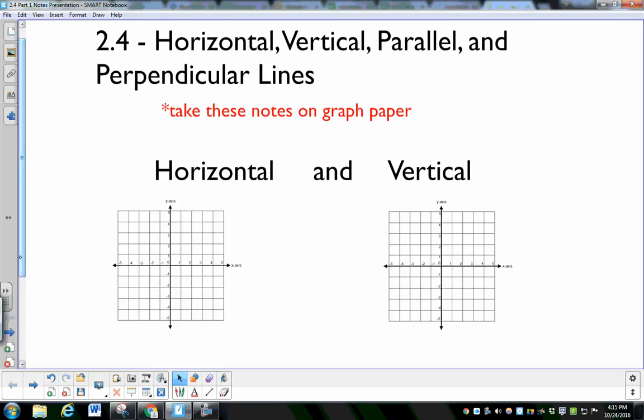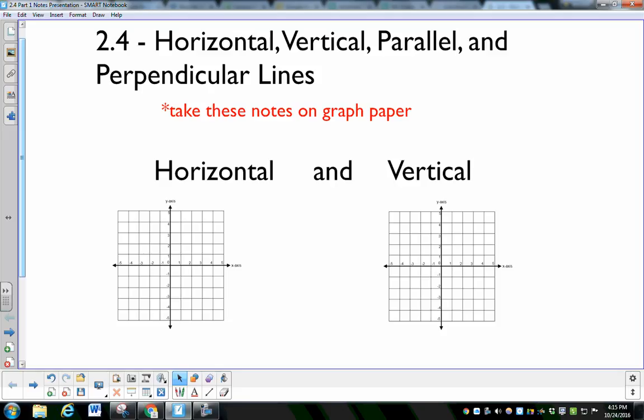Alright, so the first thing we're going to talk about is horizontal and vertical lines. So with horizontal and vertical lines, what we really want to look at is their slope and what their equation looks like. So I'm going to kind of split my paper in two right now. I'm going to talk about horizontal lines really quickly on the left side and vertical on the right side. I'm going to draw a set of axes for each.